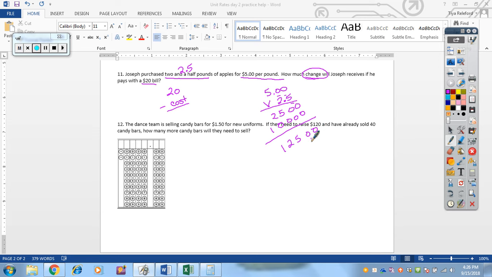Two, three, 1, 2, 3. So my cost ends up being $12.50. So I'm going to have to add some zeros. And then I'm going to have to do some fancy borrowing. This is where we make our mistakes. My Joseph is going to get $7.50 back. Your Joseph will get a different amount, but you're doing the same thing. You're going to have to multiply and then subtract.